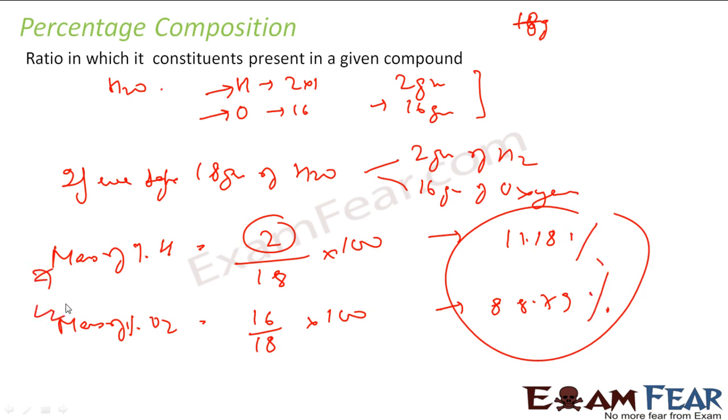That's how we find it. In any compound, we can find the ratio of the constituent elements. In this case, hydrogen is 11% and oxygen is 88% by mass. That's how you talk about percentage composition. So if you have a compound and you want to find how much percentage hydrogen and how much percentage oxygen, you do this using percentage composition.